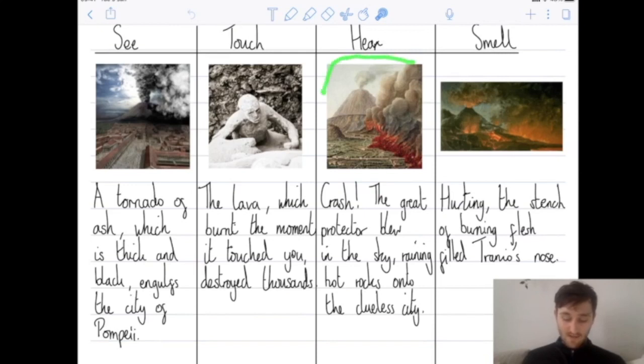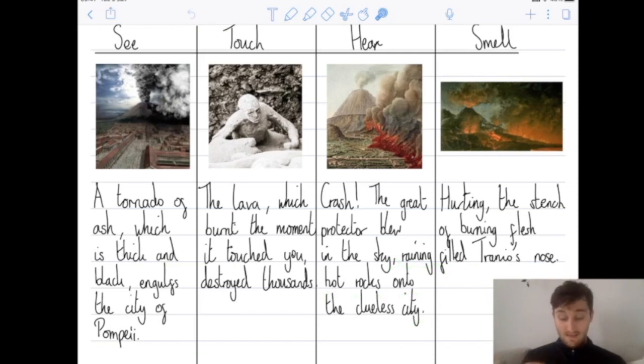Next, we've got what we can hear. So imagine if I was there. Again, I'm not writing it as a story, but I want to imagine that I was there, but talking about it in general. So I start my sentence: crash! A little bit of onomatopoeia there. So that's just what it would sound like. The great protector blew in the sky, raining hot rocks onto the clueless city. And I'm thinking of my escape from Pompeii there.